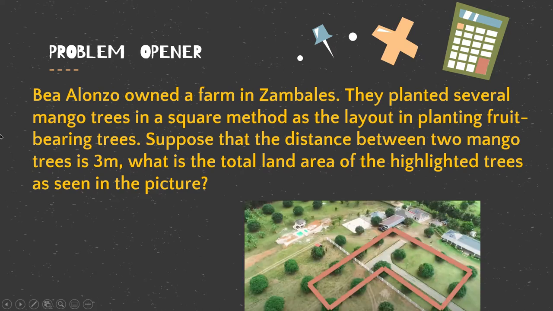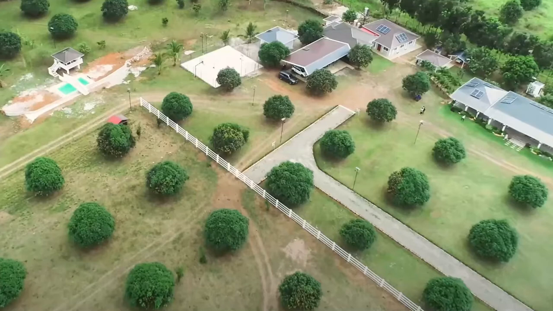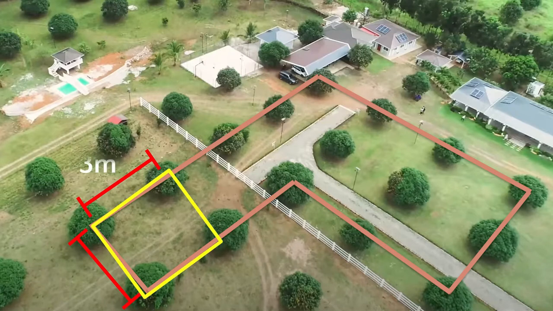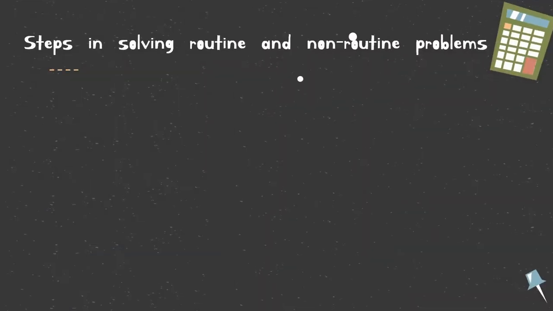The highlighted trees in the picture formed a figure. This is an example of a composite figure. Based on the problem, the distance between two trees is 3 meters, which means the four-corner trees formed a square lot. Here are the steps in solving this problem.